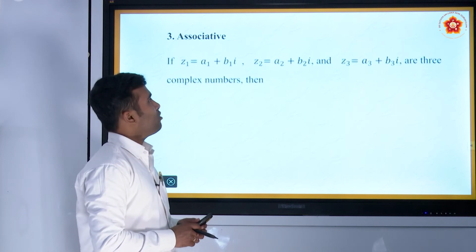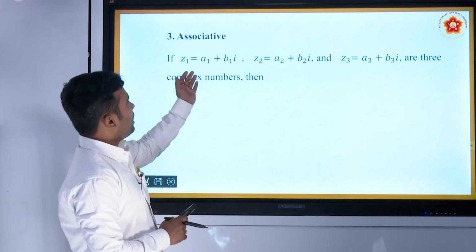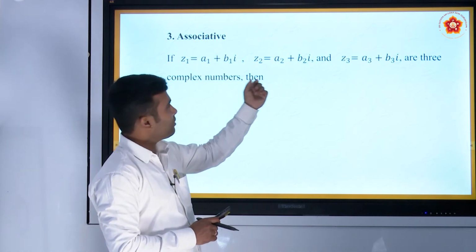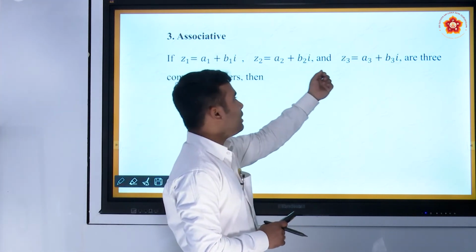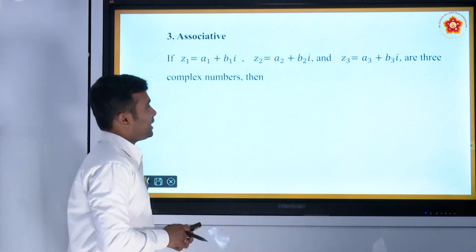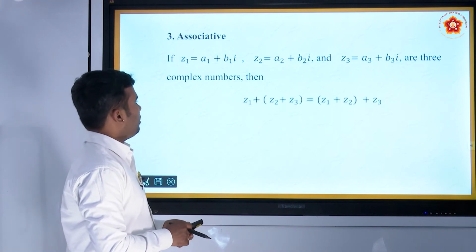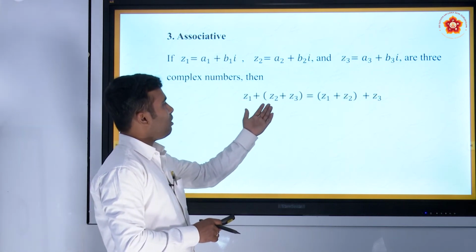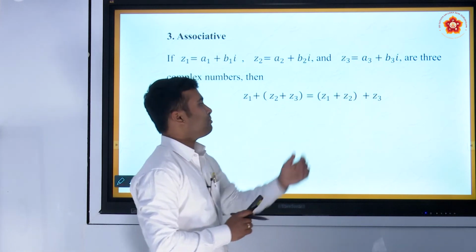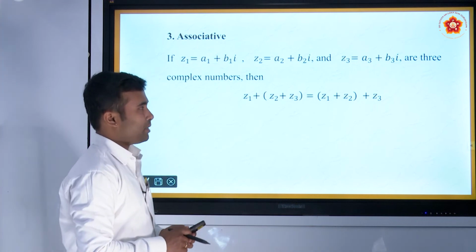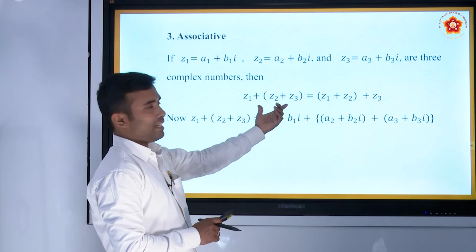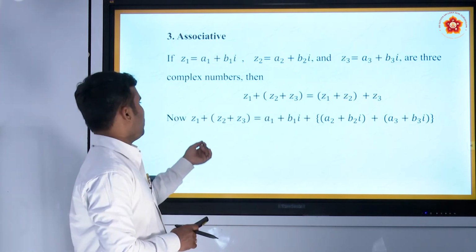Here I have taken three complex numbers, say z1 is equal to a1 plus b1i, z2 is equal to a2 plus b2i, and z3 is equal to a3 plus b3i. Then we can say that z1 plus (z2 plus z3) is equal to (z1 plus z2) plus z3. Then we have to prove this statement. So we have to consider the LHS and we end up with the RHS.